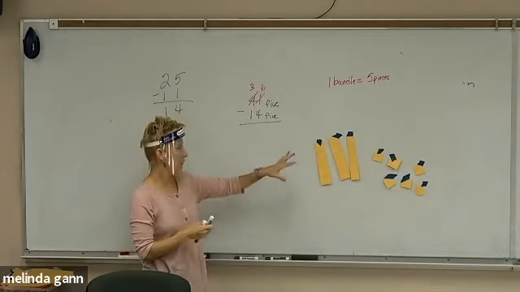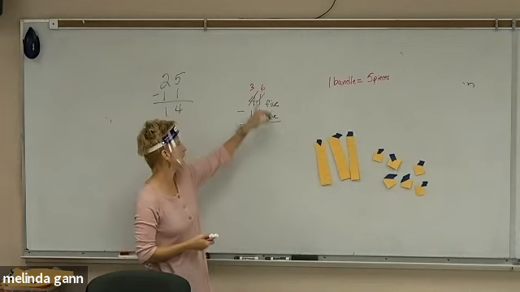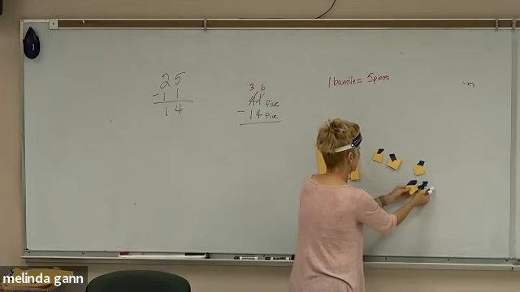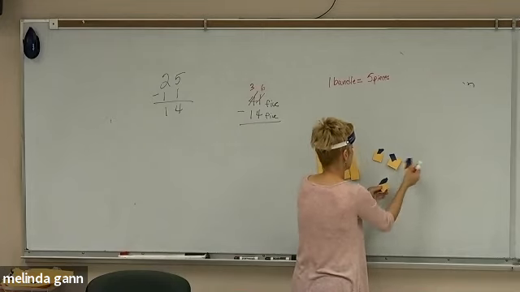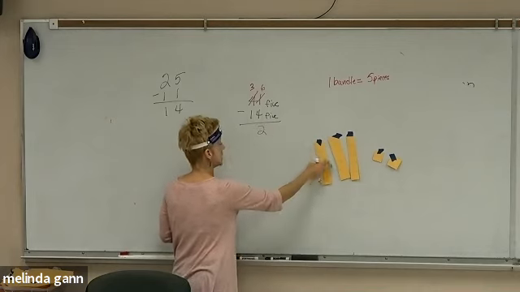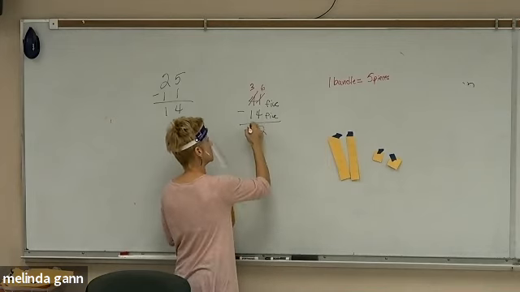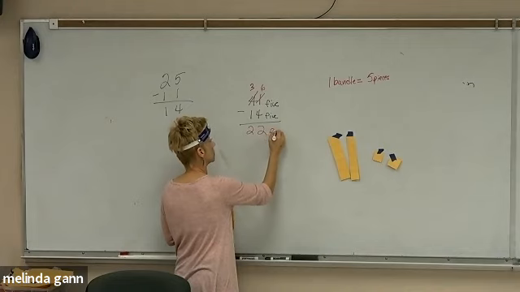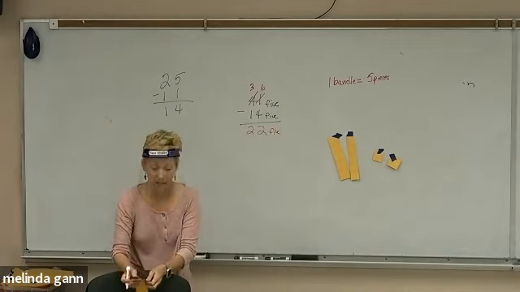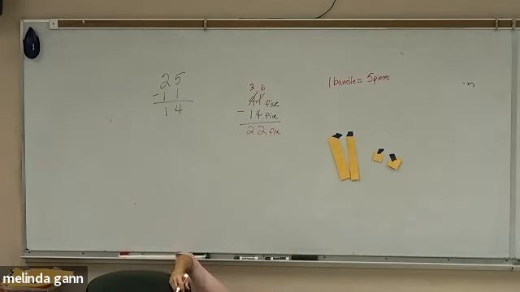So does everybody understand how we unbundle and regroup? Now can I remove 4? Yeah. So when I remove 4, how many is that going to leave me? 2. And then when I remove one of these, that's going to leave me how many? 2. Everybody okay? Now let's try it without the pieces.